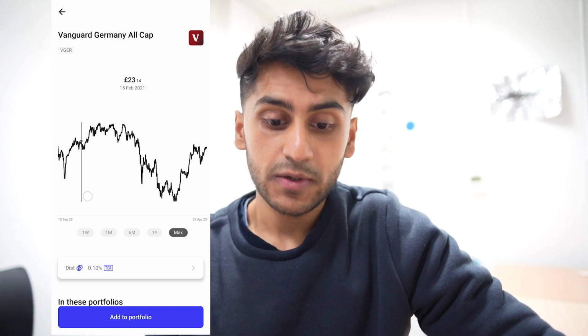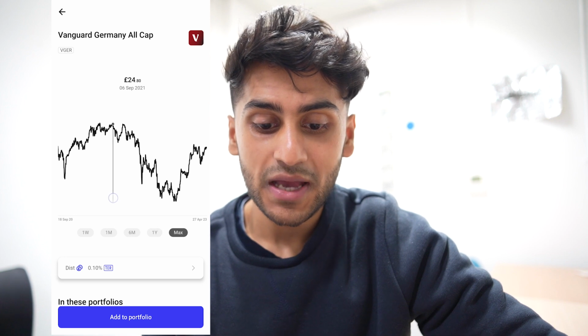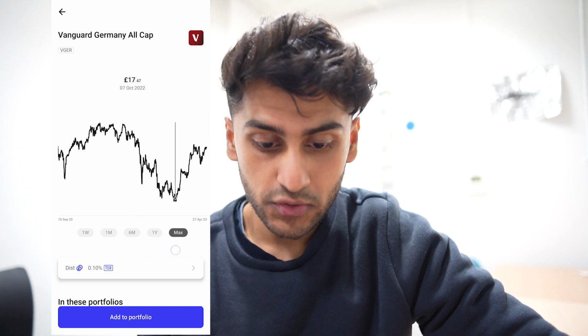So since 2020, we can see the price movement, and during the bull run of 2020/2021, we can see that it reached a maximum of £24.89, and currently it is worth £22.41. We can also see that during the bear rally, it did drop all the way down to around £17.09, which would have been an absolute bargain at the time.